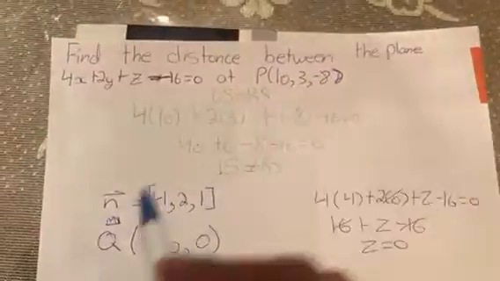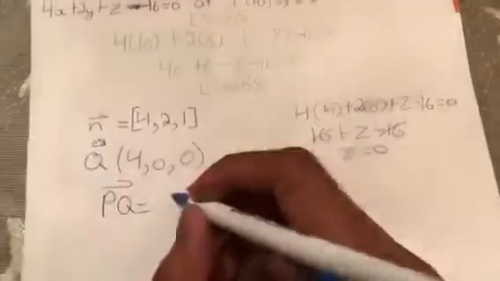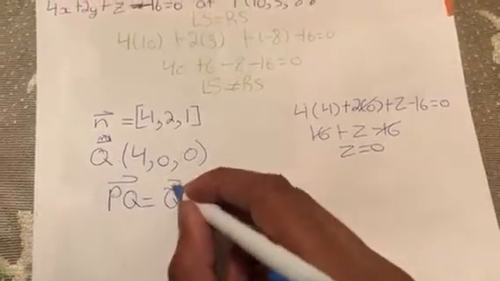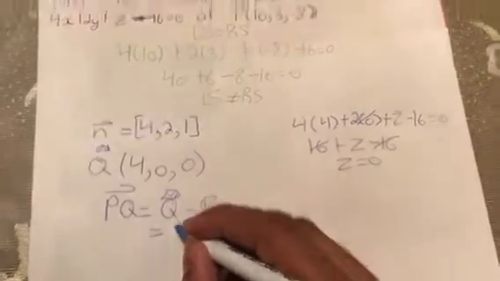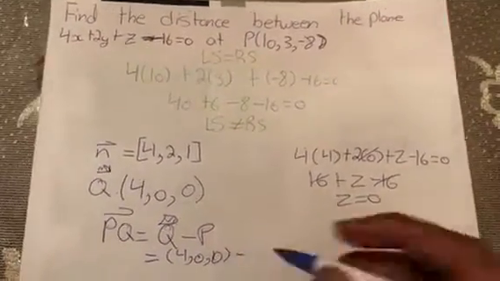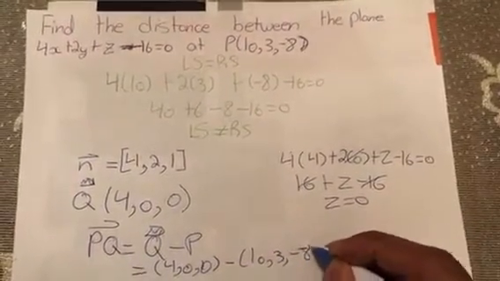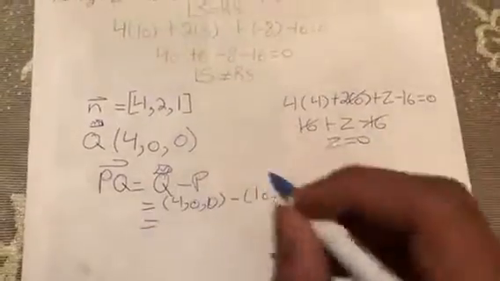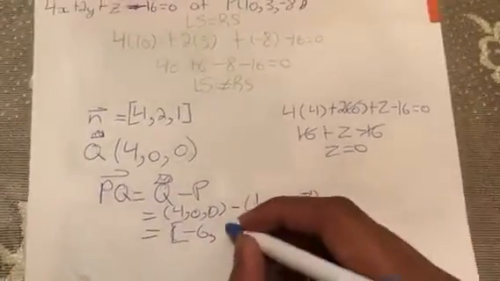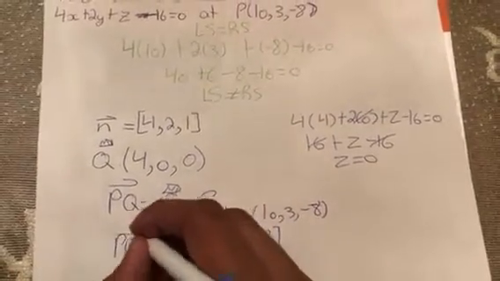And we know what P is, we know what Q is. We could do PQ, which is essentially Q minus P. Sorry, these are points. And if I do that, Q is (4, 0, 0), and the point P is (10, 3, -8). Expanding this, you'll get (-6, -3, 8), which is the PQ vector.